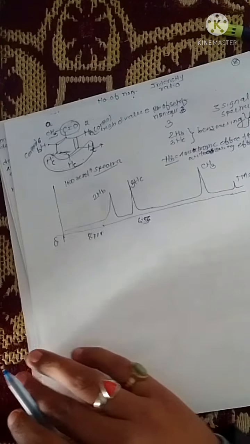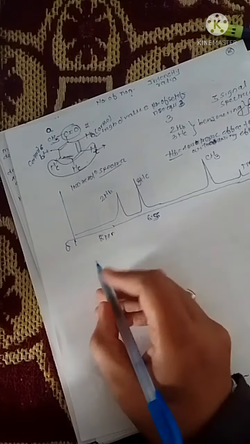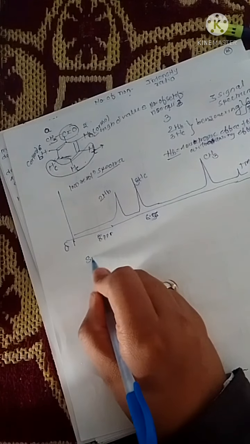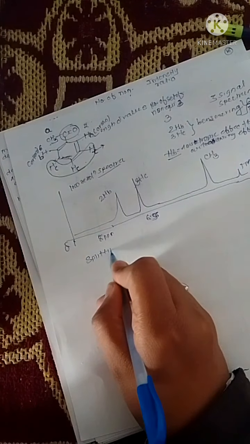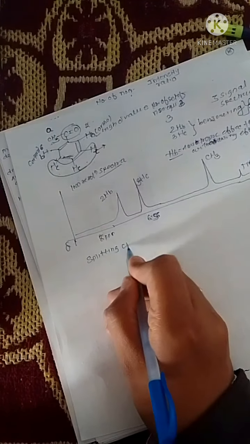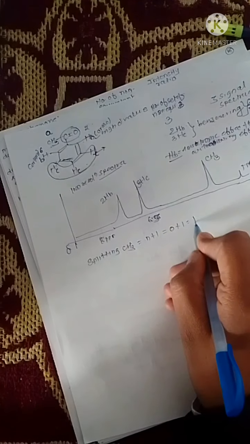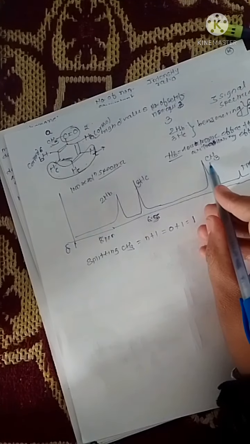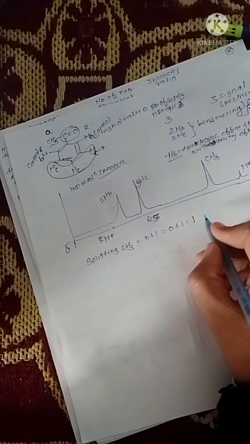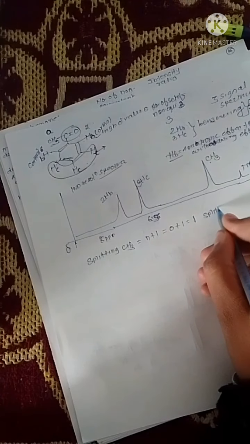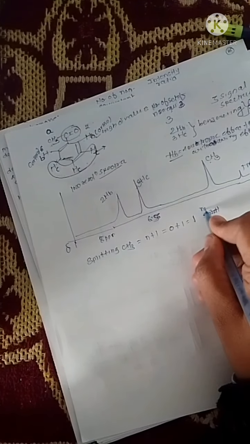Now we are going to calculate the splitting pattern. So for splitting of CH3, n plus 1, that is 0 plus 1, so 1. So this CH3 signal is not split.